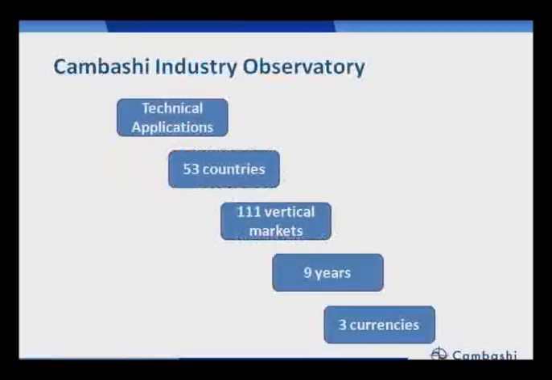As Peter said, I'll be using the industry observatory, so let's take a look at that first. We have 53 countries with 111 market sectors in each country. The observatory covers 9 years, both historic and forecast, and gives end-user expenditure in dollars, euros and local currency. So that's around 160,000 values, all money spent on technical applications. These are the numbers we'll be using to plan resources. But first, let's get an overview.